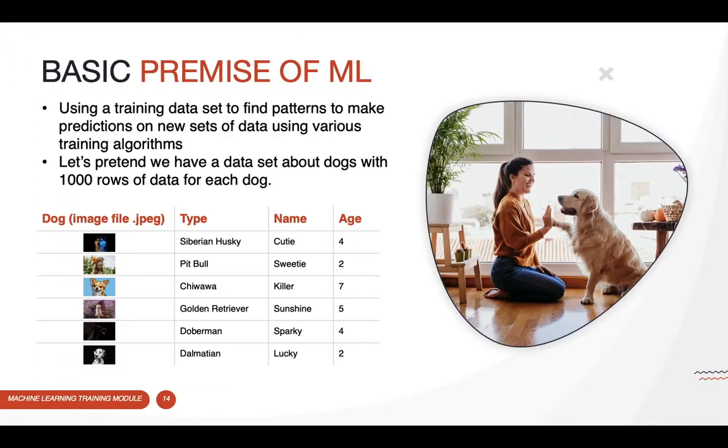Let's go over the basic premise of machine learning. In general, we use training data to find patterns to make predictions on new sets of data using various training algorithms. Let's pretend we have a data set about dogs with 1,000 rows of data for each dog. So this is just an example of what those rows might look like. Also, this entire workshop is cat and dog themed as much as possible, because cats and dogs are wonderful and they're a great way to learn something that's complicated but accessible.